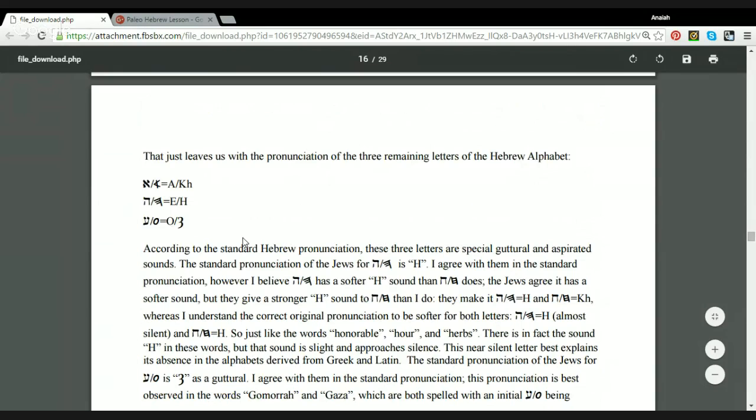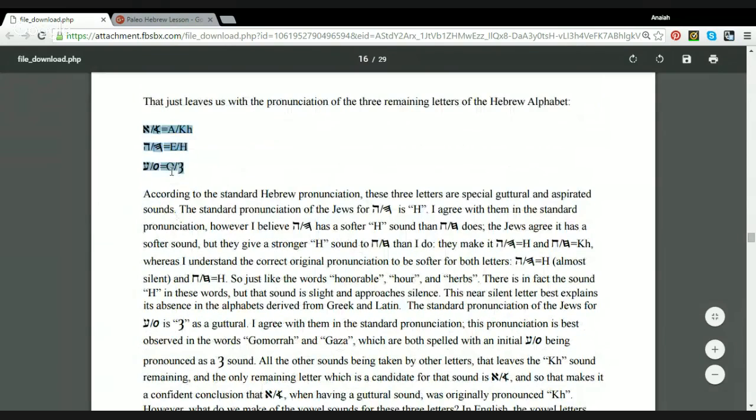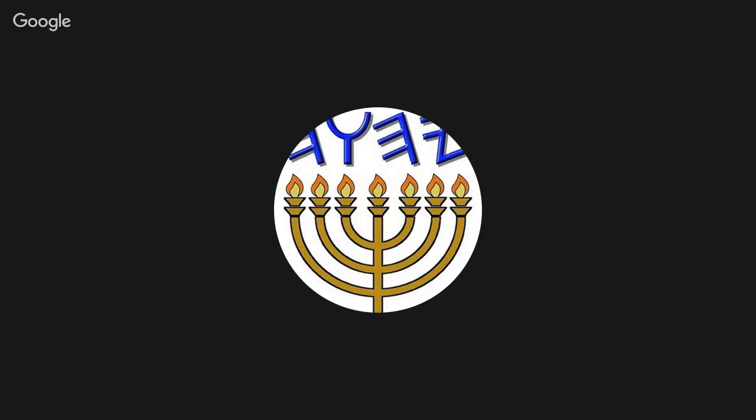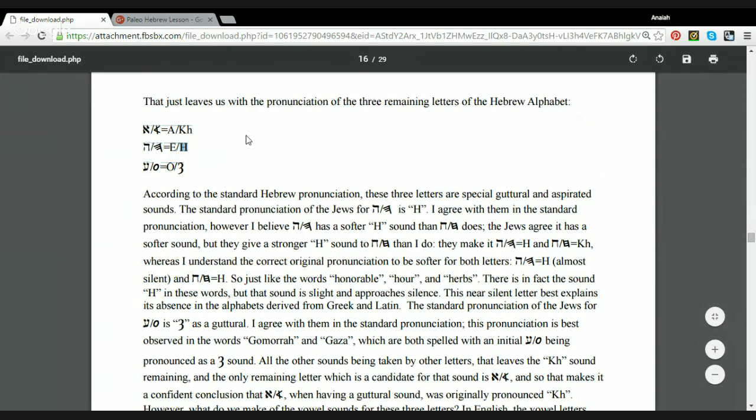So now I say this just leaves the pronunciation of the three remaining letters of the Hebrew alphabet, these ones. We've kind of already explained the origin of the a, e, and o sounds, but I think you're wondering more about these sounds. So I say that the standard pronunciation of the Jews for hey is H, and I agree with them.